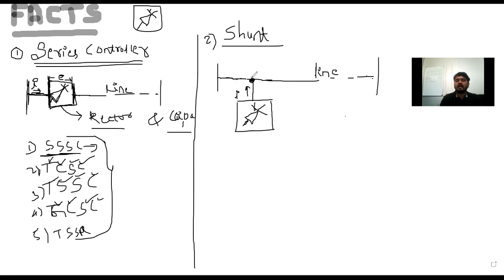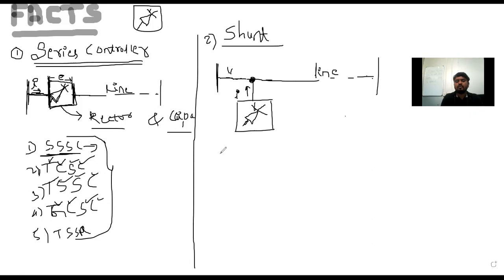This injected current is in phase quadrature with the line voltage. So this is the definition of the shunt controller we are going to call that one. The second one is the shunt controller here.